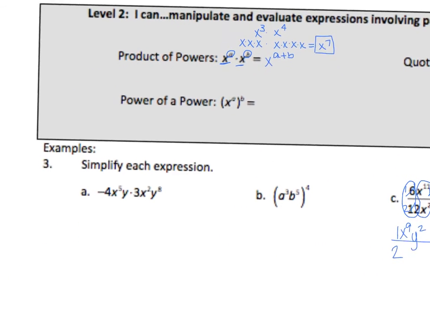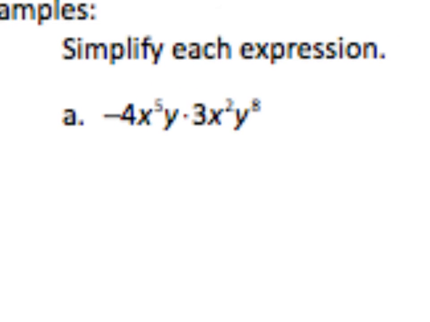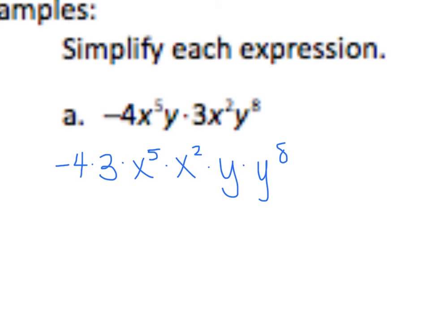Now we're going to take a look at example 3a. So what I want to do is write the like bases together. So I have -4 times 3 times x to the 5th times x to the 2nd times y to the 8th. And I know it's all being multiplied together because if I don't see an operation in between two variables, I know it's going to be multiplication. So now I'm going to put together what I know. -4 times 3 is -12.